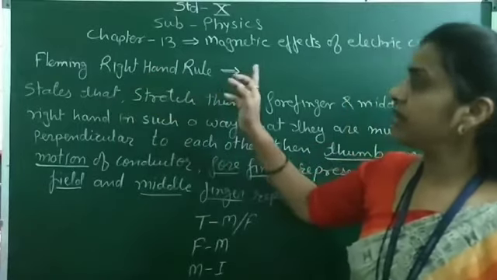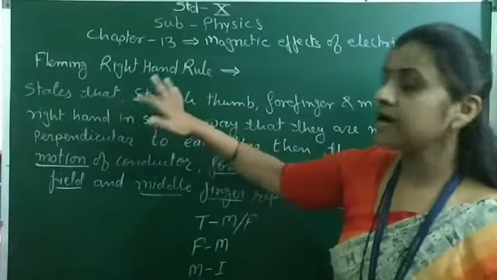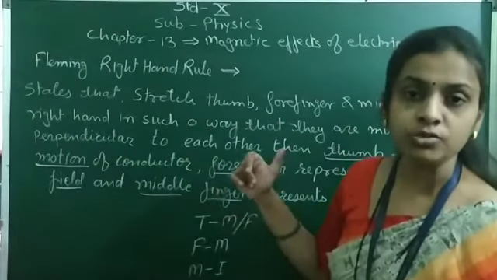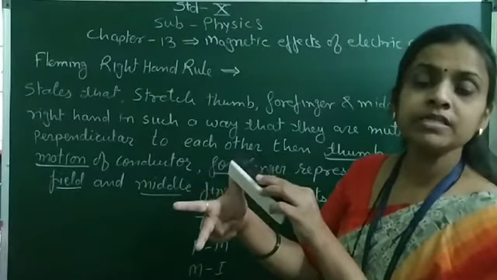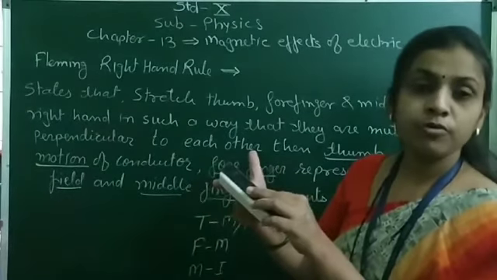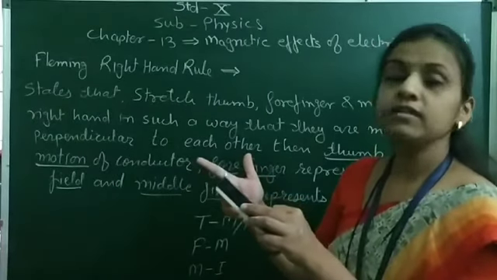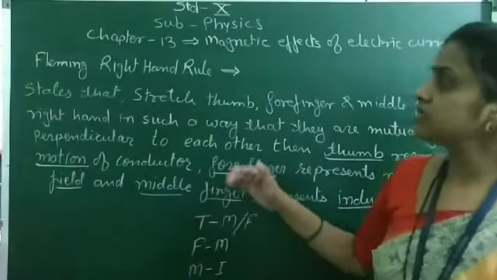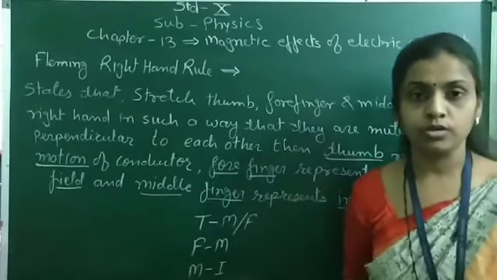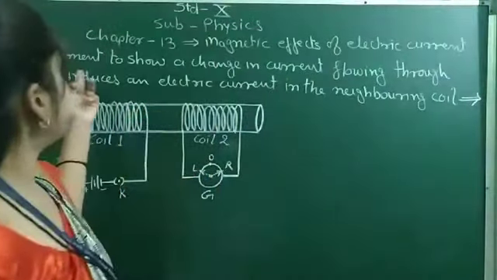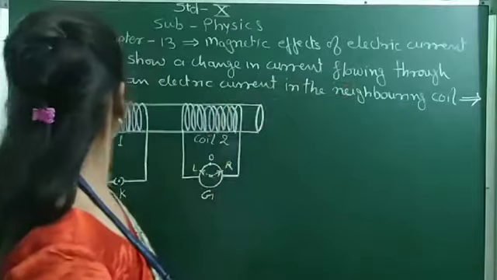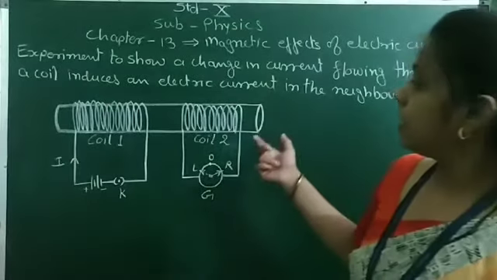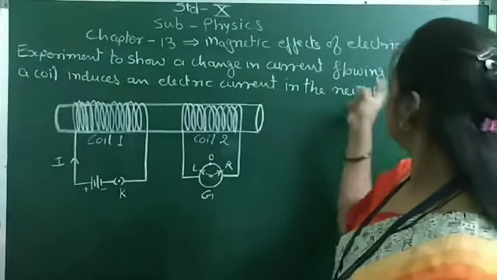So what is the Fleming right hand rule? It states that stretch your thumb, forefinger and middle finger in such a way that they are mutually perpendicular to each other. Then the thumb represents the motion or force on a conductor, the forefinger represents the magnetic field, and the middle finger represents the induced electric current. So hope you understand the Fleming right hand rule. We will see an experiment to show that a change in current flowing through a coil induces an electric current in the neighboring coil. That is, now we have to describe an experiment to show the change in current flowing through a coil.